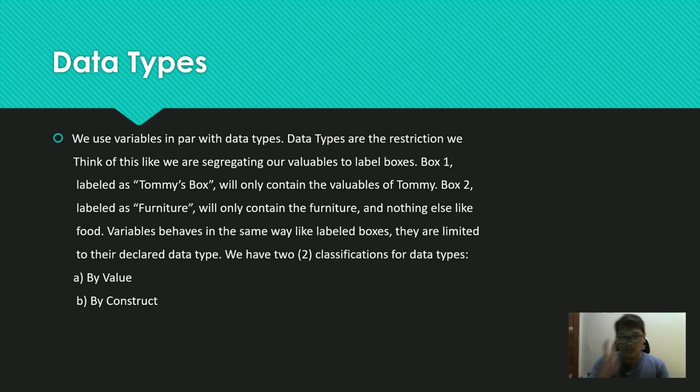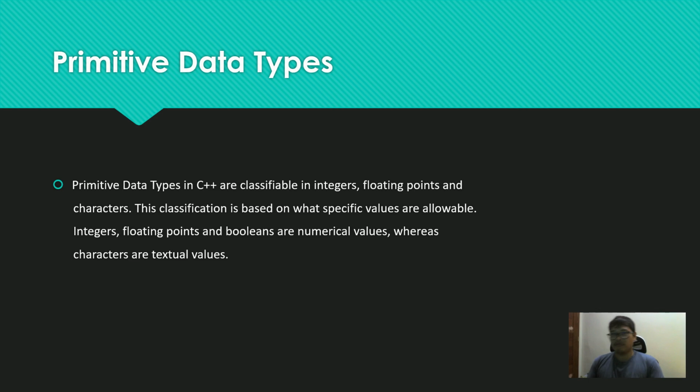They are limited to their declared data types. We have two classifications for data types. The first is by value, the second is by construct. These are primitive data types.